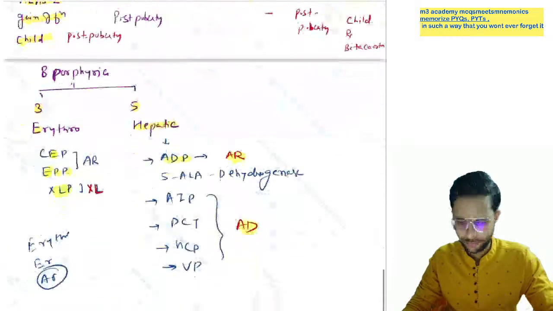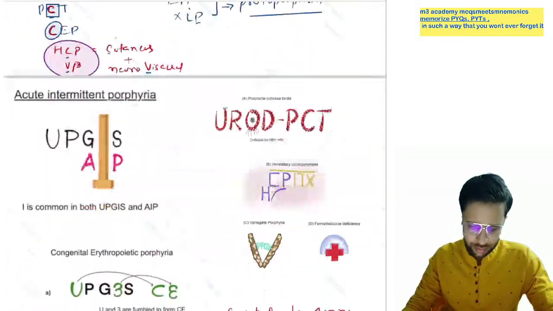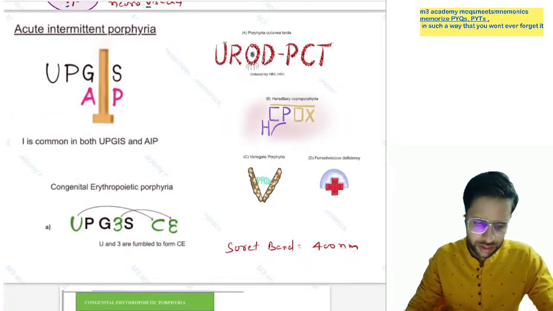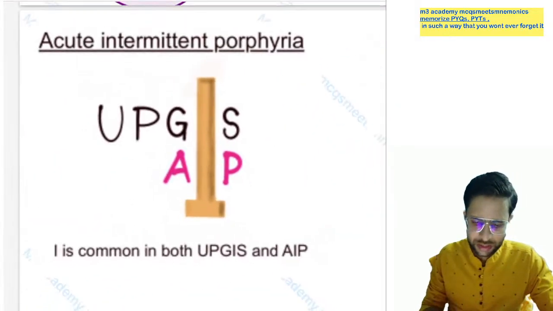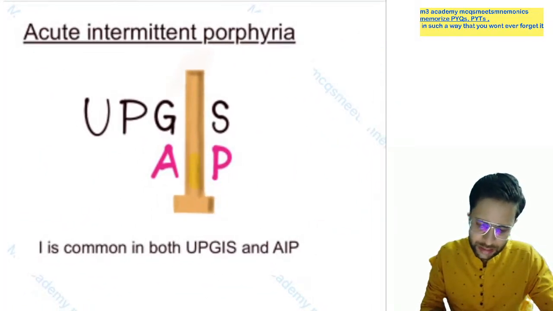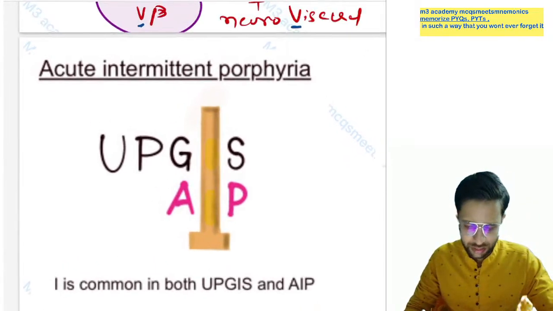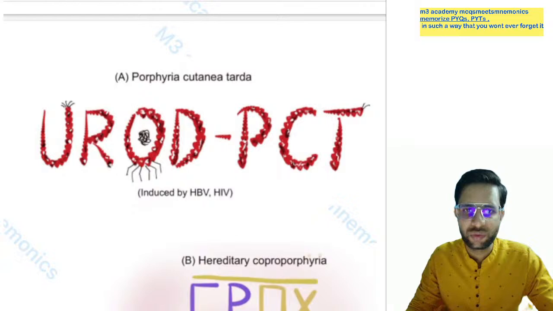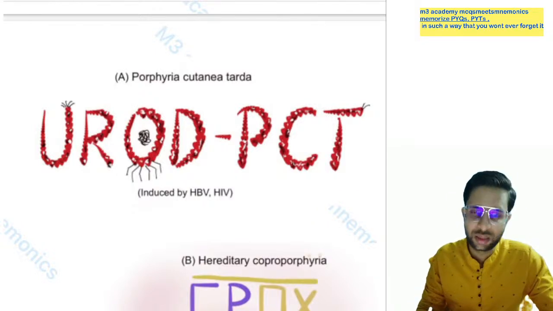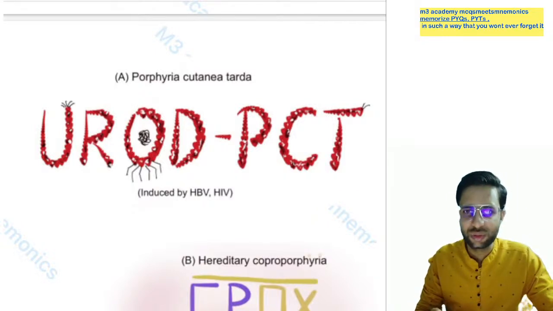Now next, you can see the visual mnemonic for this. Acute intermittent porphyria: acute intermittent, this I looks like a one, and this enzyme also has the one. So the I is common in both. And this is porphyria cutanea tarda: due to the tarda, it is a D, and the enzyme is uroD.